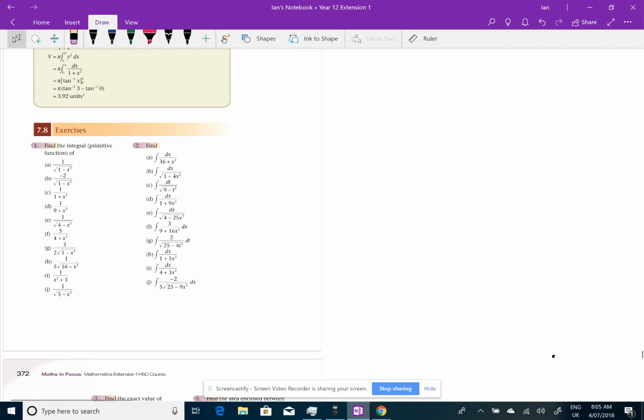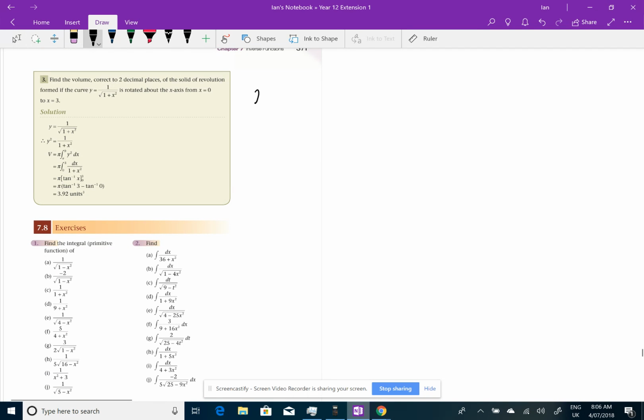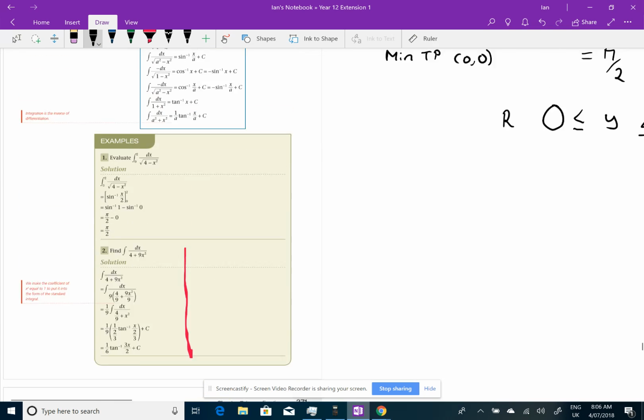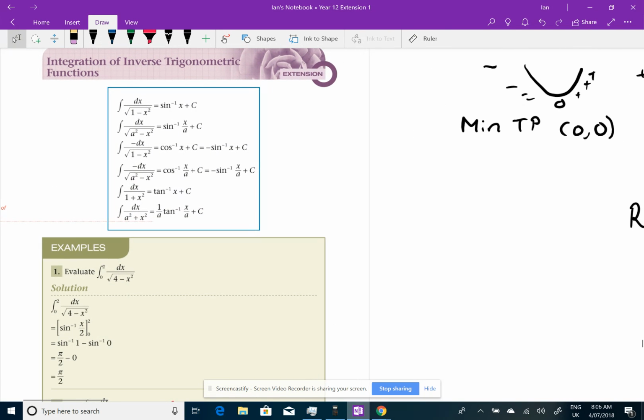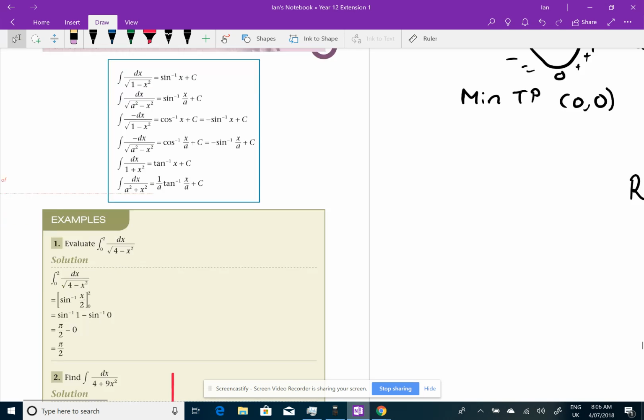So let's have a look at 2b here. Now, I've got to integrate dx, and that shouldn't worry you, on the square root of 1 minus 4x squared. Now, straight away, that 4x squared is going to pose me problems because if I look back here, all of these integrations just have x. So I just want x, or I don't want a 4 in front of it.